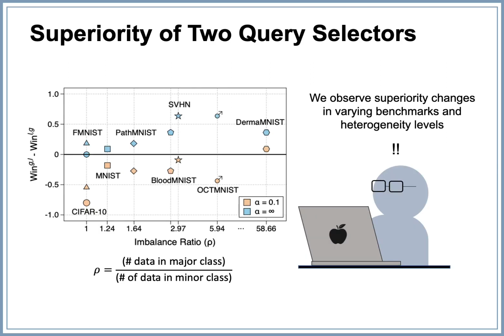We observed that the performance superiority of these two query selector models varied depending on local heterogeneity and benchmark datasets. Additionally, we discovered that the disparity in superiority across benchmark datasets is attributed to the variation in the global model's performance, which is influenced by the imbalance in the global distribution.